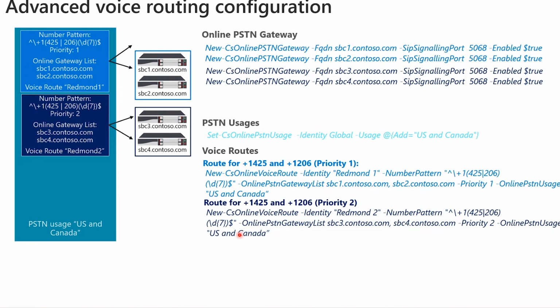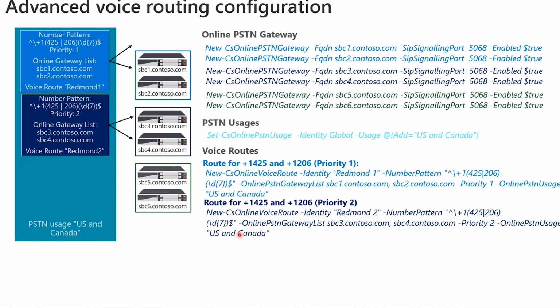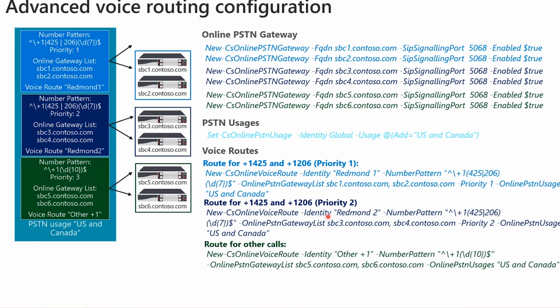Okay, so we're handling all local numbers or regional numbers here. What about the rest of the US and Canada? We set up a third pair of gateways, SBC5 and 6. It can be in any of the data centers, of course. I create a voice route for them. Any other +1 number. So the number pattern we're matching here is +1.